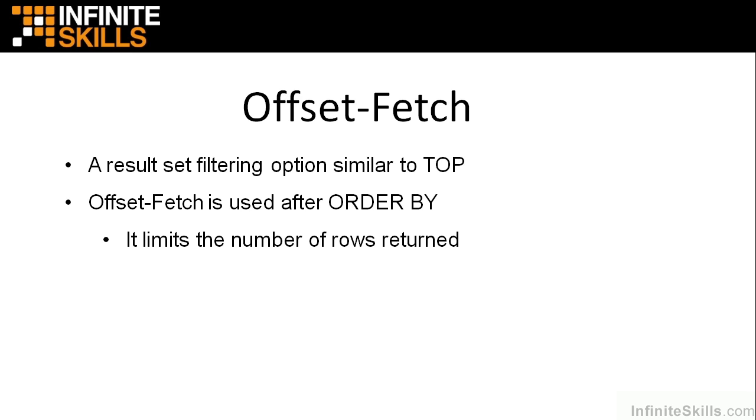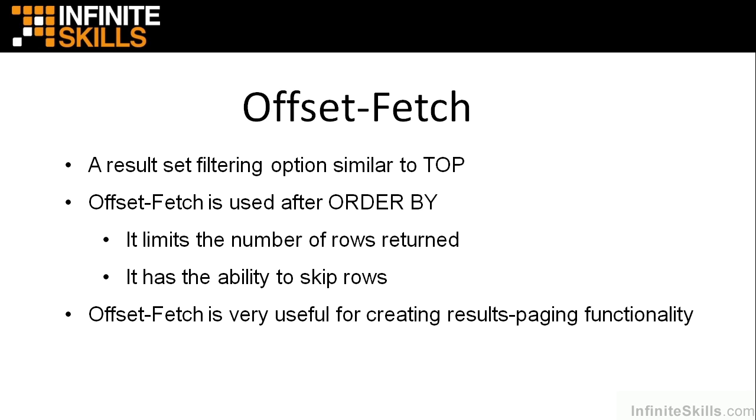But top gets the query results first and then filters them. It doesn't skip anything. It doesn't jump ahead. Offset fetch gives us not only the ability to limit the number of rows returned, but we can skip a number of rows before we start returning rows. The result is this is very useful for creating results paging type functionality. There are times when you'll run into this, so let's talk about how to do this.